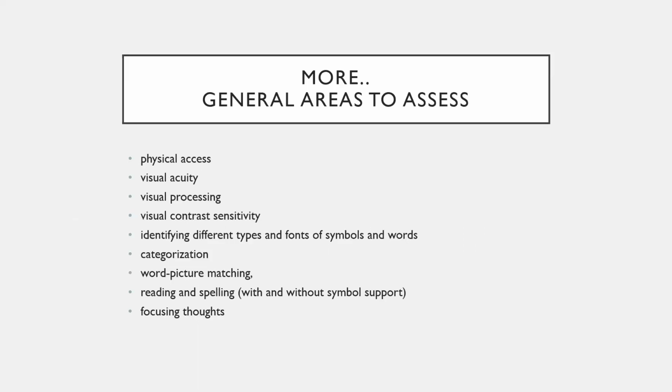These are just a few more general areas that we look at. So we've already discussed very briefly that physical access. Does someone need something mounted? Do they need alternative access? So think back to our head mouse and our eye gaze and all of that. When it comes to the visual impairments, we look at visual acuity, visual processing, and visual contrast sensitivity.